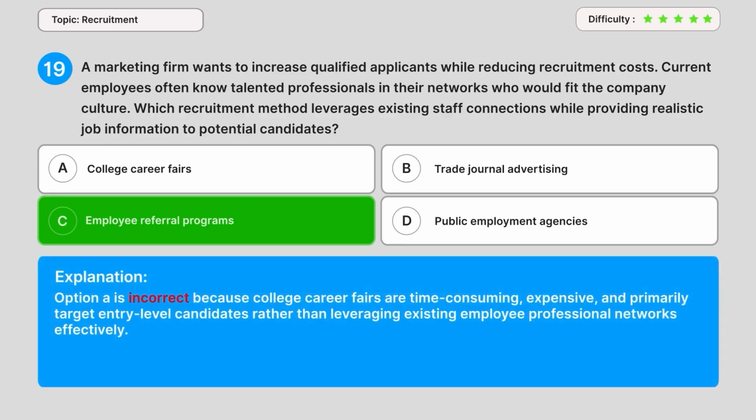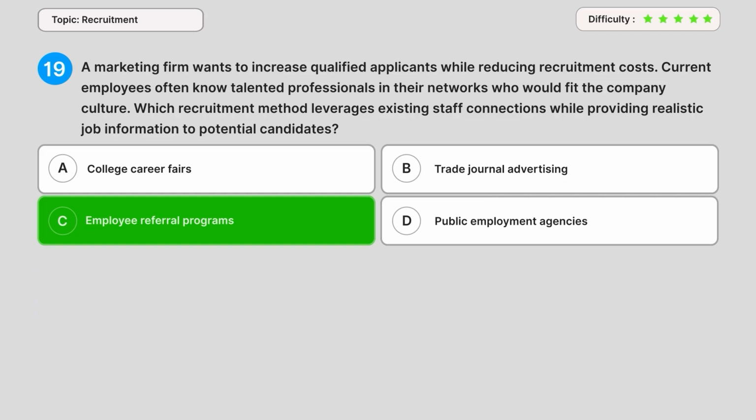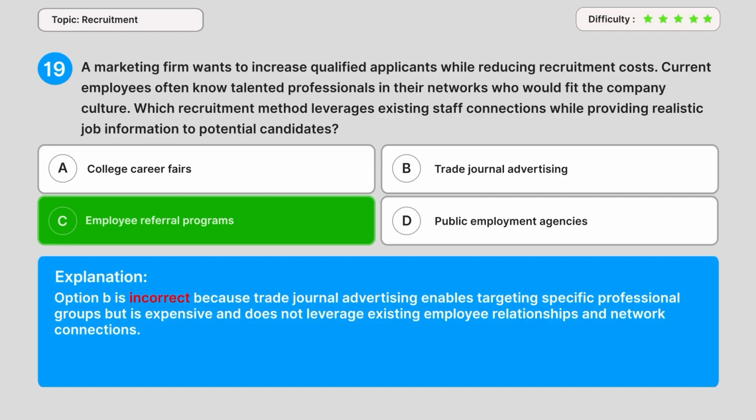Option A is incorrect because college career fairs are time-consuming, expensive, and primarily target entry-level candidates rather than leveraging existing employee professional networks effectively. Option B is incorrect because trade journal advertising enables targeting specific professional groups, but is expensive and does not leverage existing employee relationships and network connections.